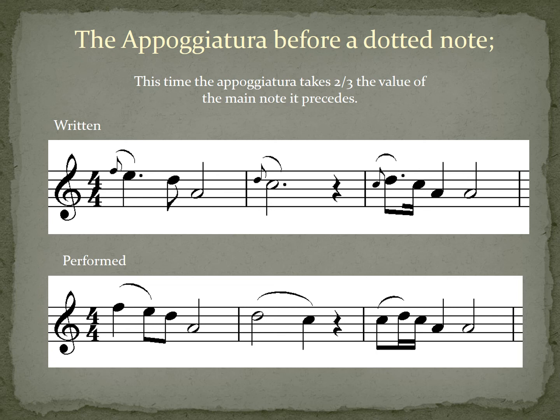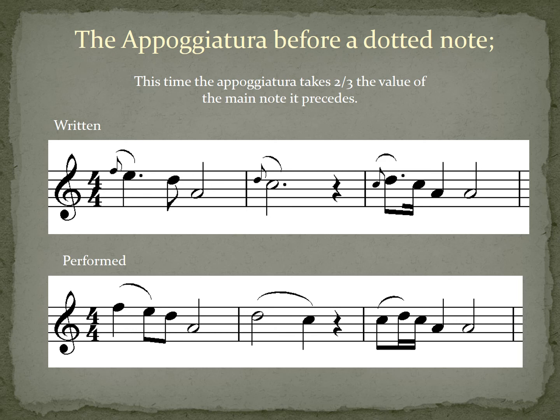So in the first bar, it's the value of a crotchet. In the second bar, it's the value of a minim. In the third bar, it's the value of a quaver. And the actual principal note then takes the value of the dot, the last third. So if you look at the performed version on the bottom line, you can see that the F Appoggiatura becomes 2/3 of the dotted crotchet, in other words, the crotchet.